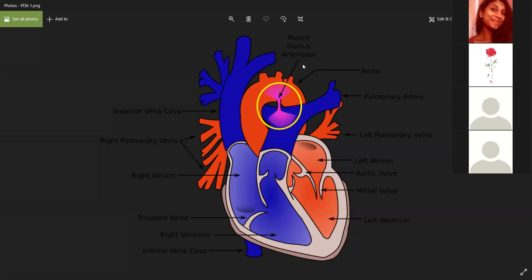If PDA persists, because PDA is physiological, right? It's physiological. The ductus arteriosus is open in a child. But if your PDA persists for more than a week, or beyond 1 week postnatal after the baby is born, it is very unlikely for it to close spontaneously. It will remain open. It will not close spontaneously.